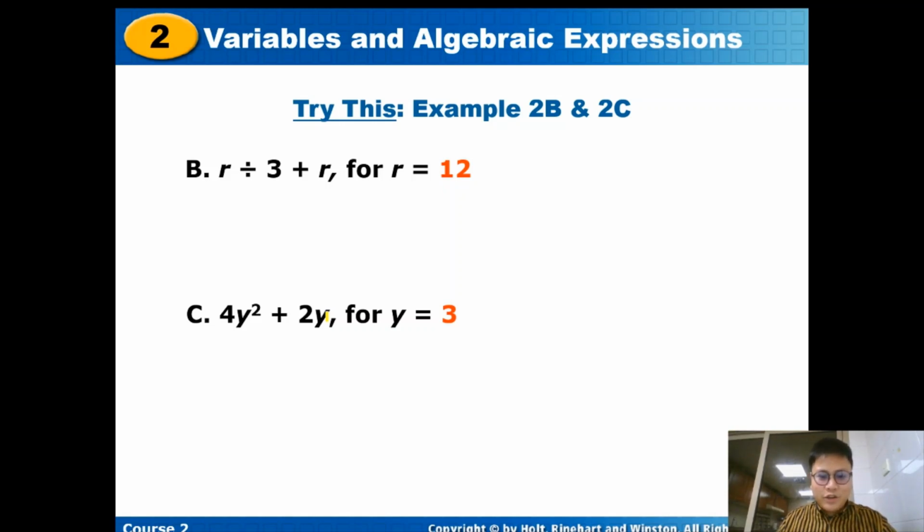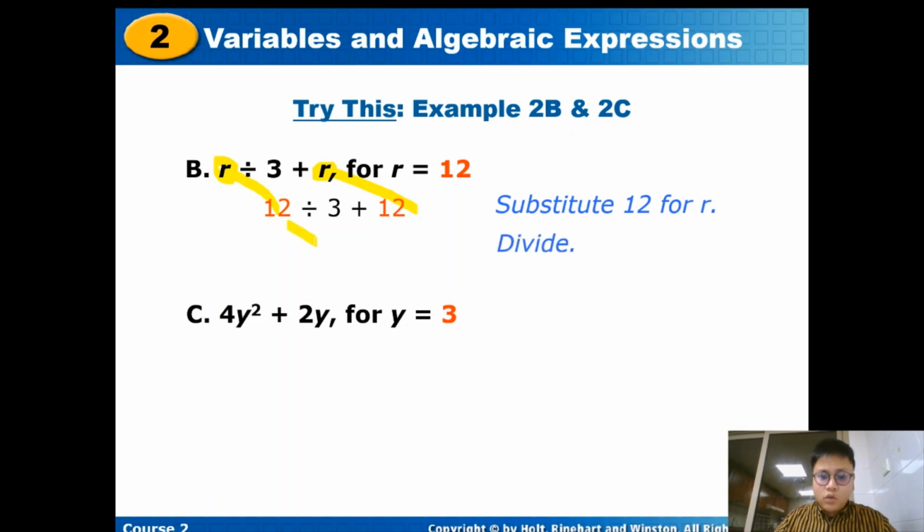Okay, let's answer now. So r, substitute r with 12. So 12 divided by 3, I'm so sorry, plus again, we have r here, so it's 12. Take note, we substitute r with 12. So what are we going to do next? Follow the order of operations. We have to divide first, 12 divided by 3. Of course, it will give you 4 plus 12. It's 16. Then do addition.